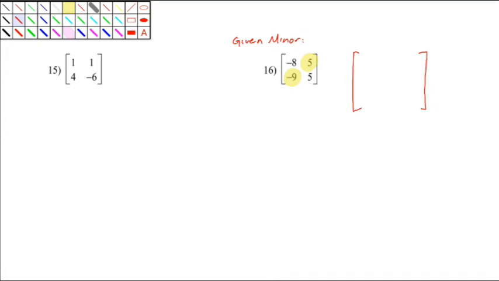We just go through the matrix and change those signs, so we have -8, -5, +9, and +5.